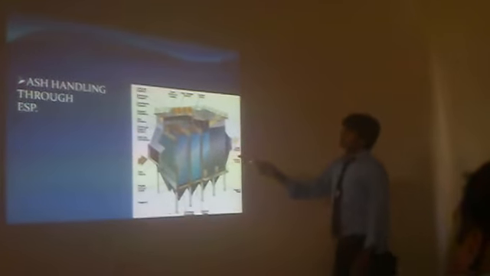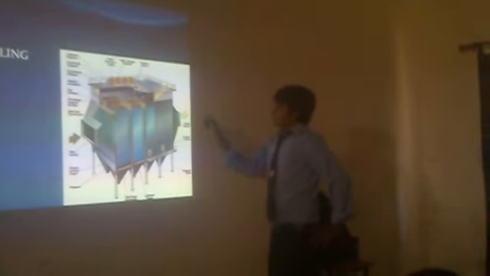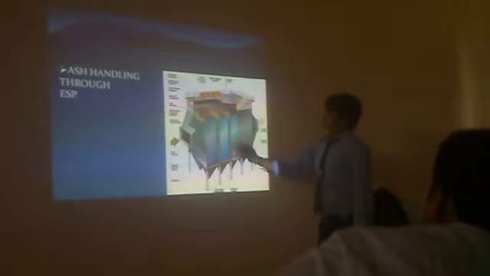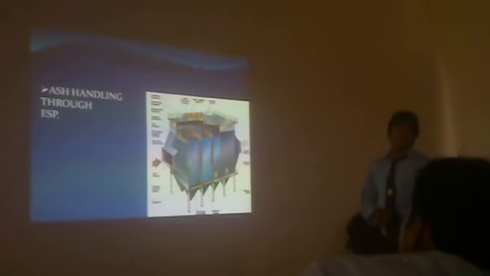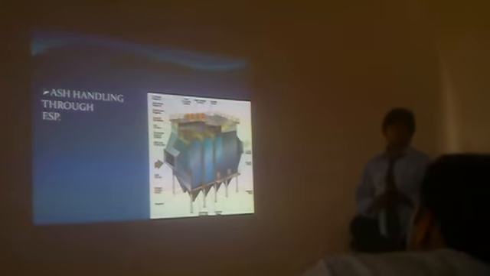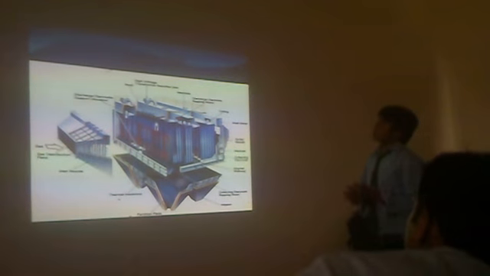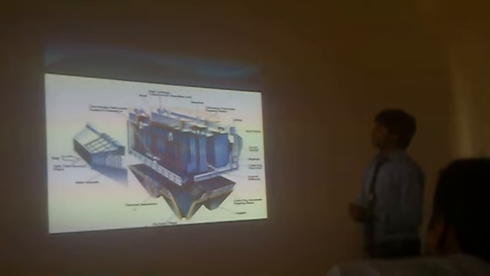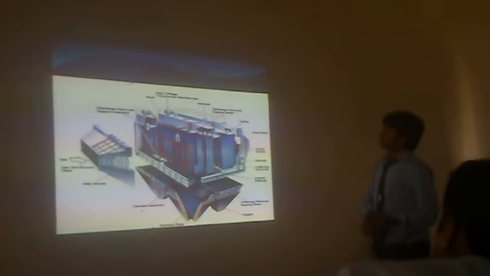In the earlier slide I showed you the plates that are negatively or positively charged. When the fly ash comes, it is deposited here. After it is deposited, with the help of the vibrator, it is collected and sent for disposal. Inside the ESP, you can see the construction is very congested, so it does not let any small particle get through.